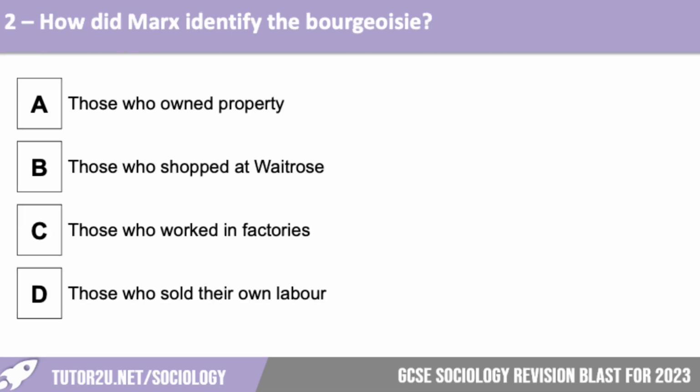Question 2. How did Marx identify the bourgeoisie? A, those who owned property, B, those who shopped at Waitrose, C, those who worked in factories, or D, those who sold their labour? Again, give you a moment. Let's reveal the answer. It is, of course, A, those who own the property. He coined the phrase owning the means of production.